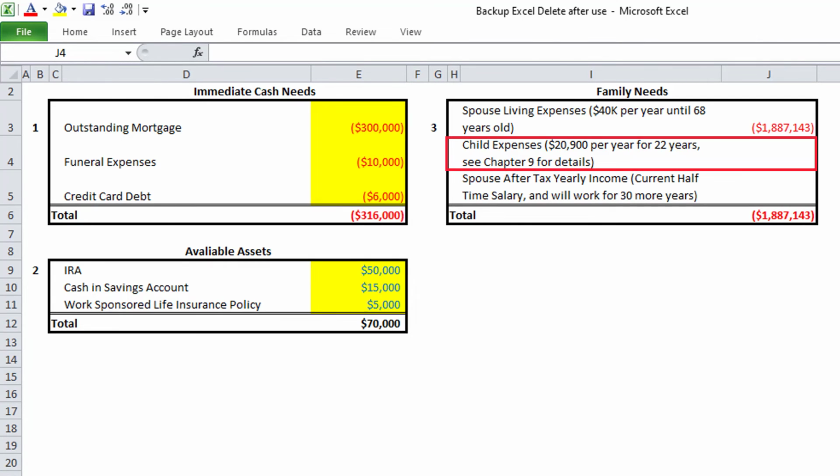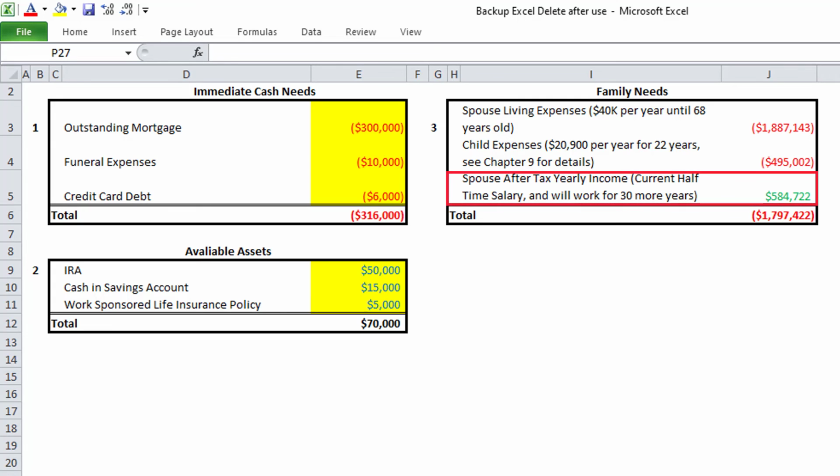Now, if we jump back to the needs-based insurance tab, we still need to calculate the present value of expenses for the child and the future income that the spouse will earn. But if you remember, we actually already calculated this in Chapter 9. And so we know the present value of 22 years of child expenses are $495,002. And the present value of the future earnings of the spouse working half-time for the next 30 years are $584,722. So I'm not going to go through all these calculations again here, and if you want to see how we got those values, please see the link above back to the Chapter 9 video where you can review the calculations in detail.